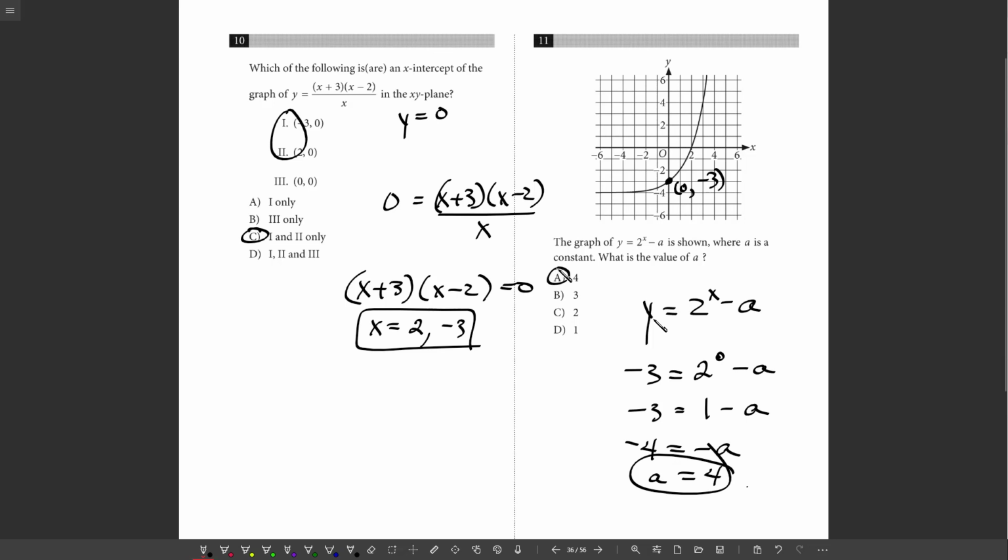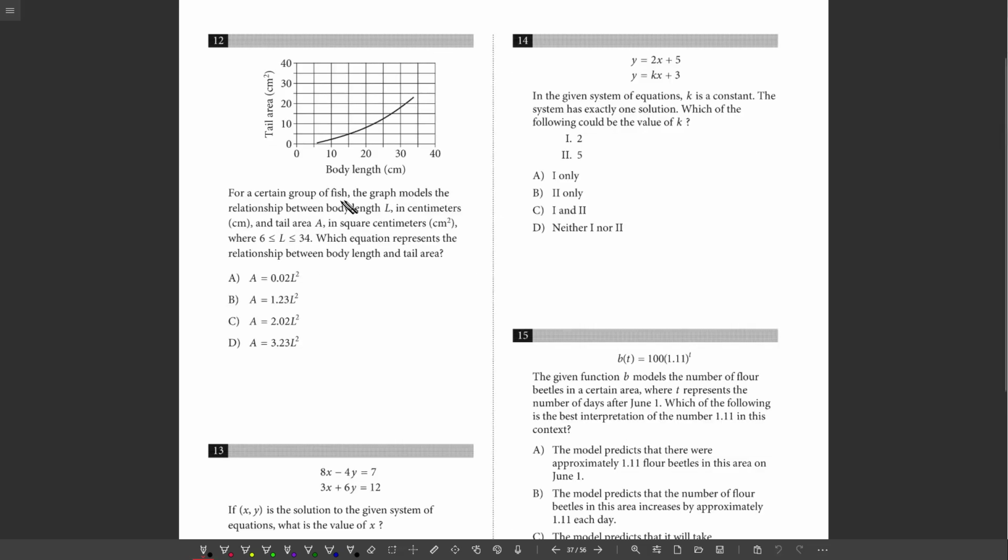So 11 is a. 12, for a certain group of fish, the graph models the relationship between L and A. Which equation represents the relationship between length and area? So what I would do here is just pick a point off of the graph, plug it in, see which one works. For example, let's do L is 15. Although, let's pick a number that's easy to square because I don't have a calculator here. I'll just do 10. This is fine.